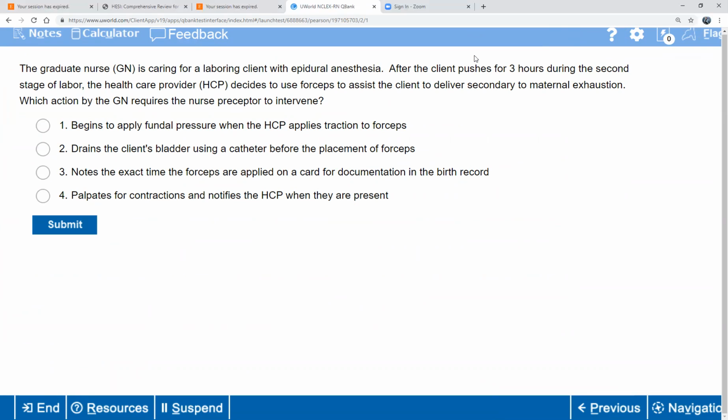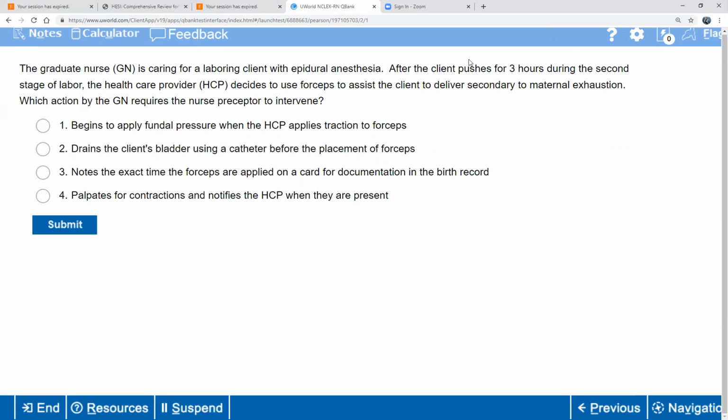The graduate nurse is caring for a laboring client with epidural anesthesia. After the client pushes for 3 hours during the second stage of labor, the healthcare provider decides to use forceps to assist the client to deliver secondary to maternal exhaustion.